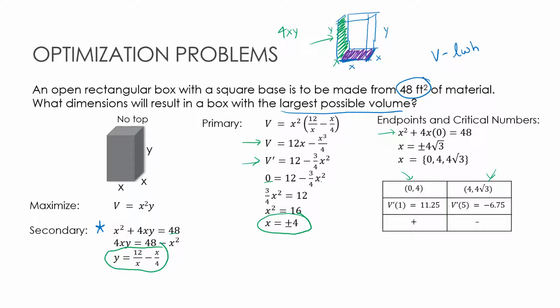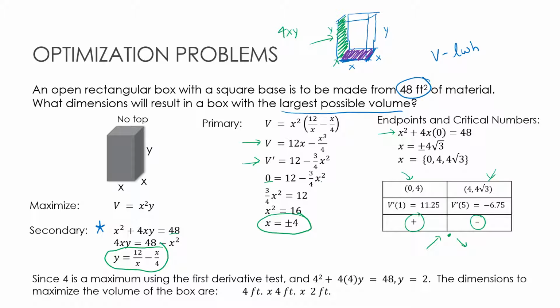Find some kind of value that's in the test point area between the intervals. And again, I get positive to negative. And that makes me happy because that means I have a maximum, and that's what I'm trying to do, is maximize the volume. So 4 is the max. I'm going to plug it back into my function and find that y is 48. I'm sorry, that y is 2. And so the dimensions to maximize the volume of the box are 4 by 4 by 2.